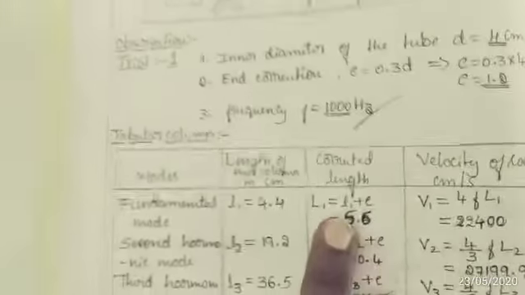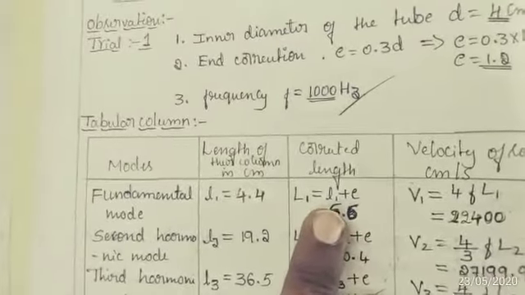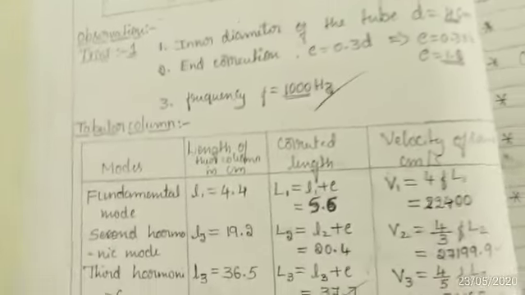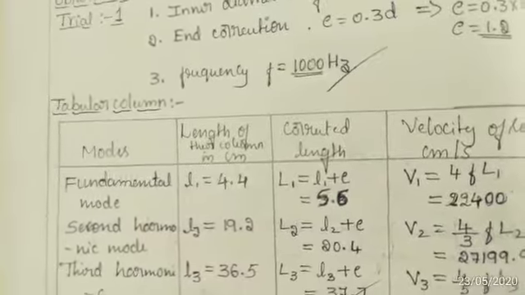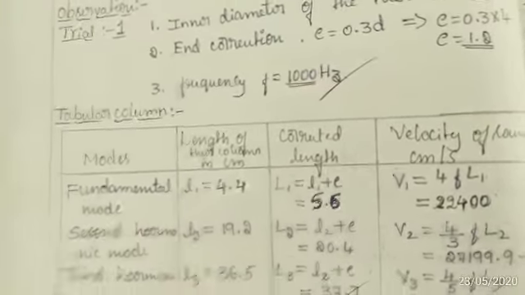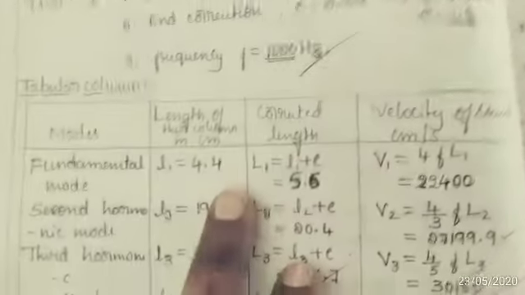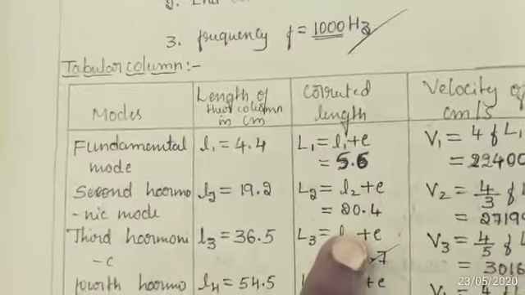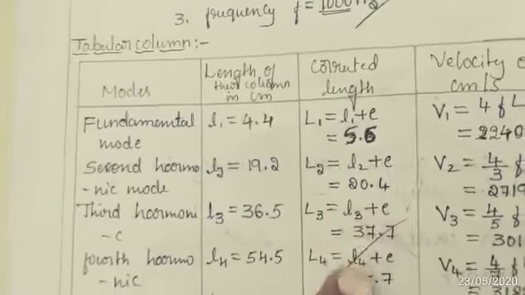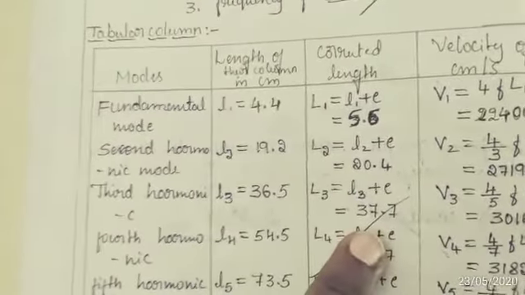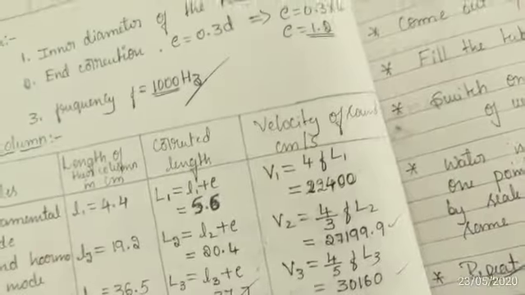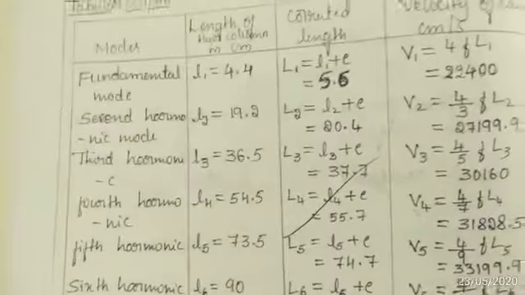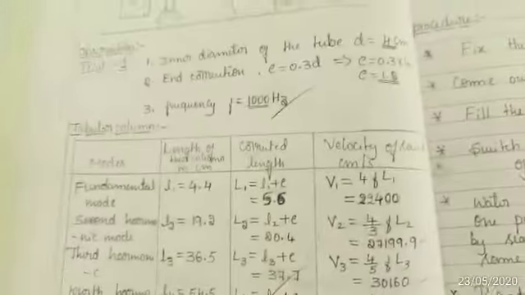Corrected length, capital L1, is equal to L1 plus E, that is 4.4 plus 1.2, it is 5.6. Similarly, capital L2 is equal to 20.4, L3 is equal to 37.7, next L6 is equal to 91.2. Calculate velocity.